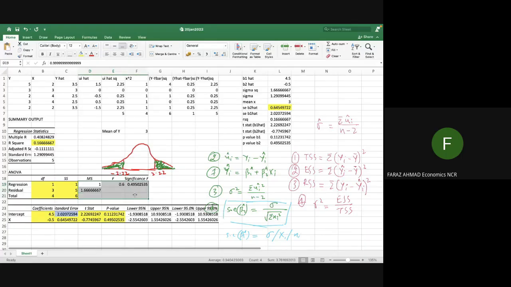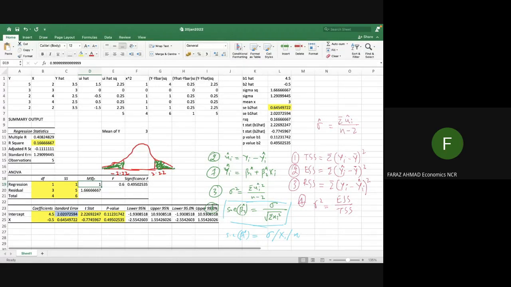Before coming to the confidence intervals, I will leave this for future. I'll talk about it later, maybe today or tomorrow. Before that, I want to come to the F statistic part. So you have an ANOVA table, and in ANOVA table, we have sum of squares, regression, residual, and total, which we have already calculated.